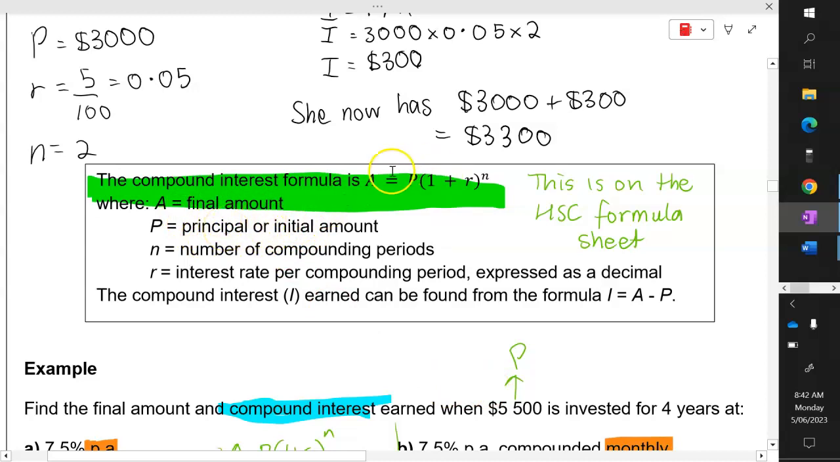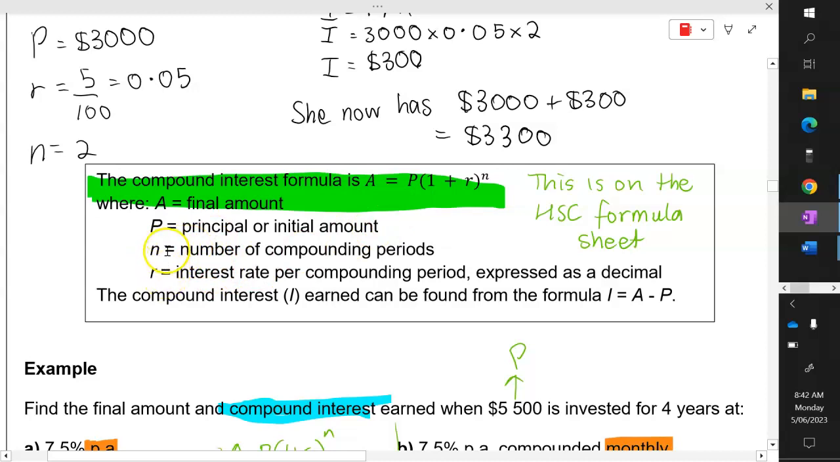The formula for this is on your HSC formula sheet. First page right at the top. A equals P(1 plus R)^N. Because we have a power up here in the N, it takes the form of a geometric progression. P is the same as in the question above. P is our principal or the initial amount. N and R are the same. N's our time period and R's our rate.